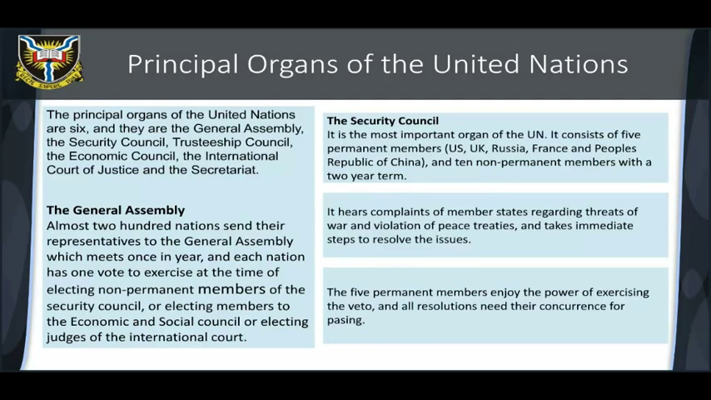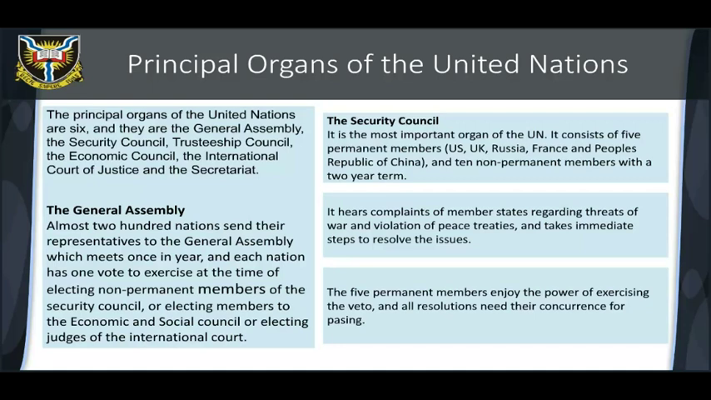Principal organs of the United Nations. The principal organs of the United Nations are 6, and they are the General Assembly, the Security Council, Trusteeship Council, the Economic Council, the International Court of Justice, and the Secretariat. The General Assembly. Almost 200 nations send their representatives to the General Assembly, which meets once in a year, and each nation has one vote to exercise at the time of electing non-permanent members of the Security Council, or electing members to the Economic and Social Council, or electing judges of the International Court.